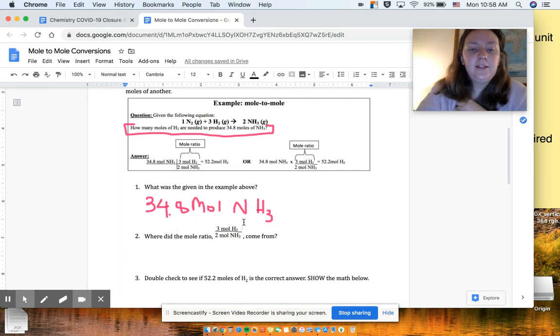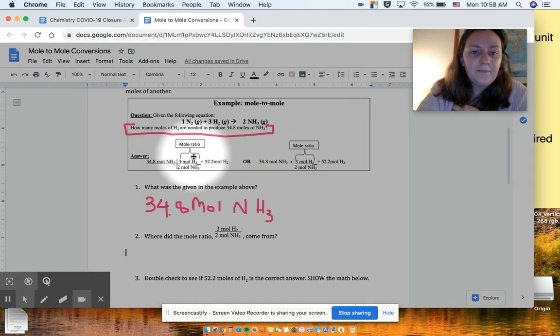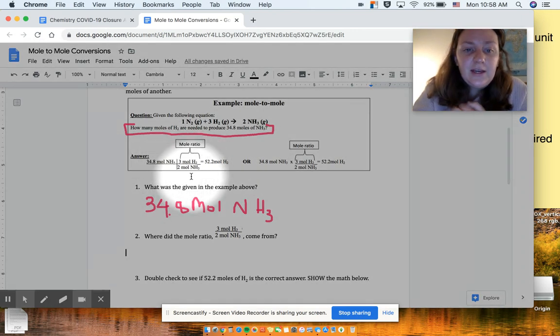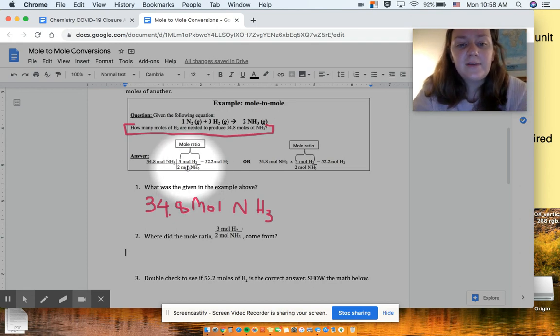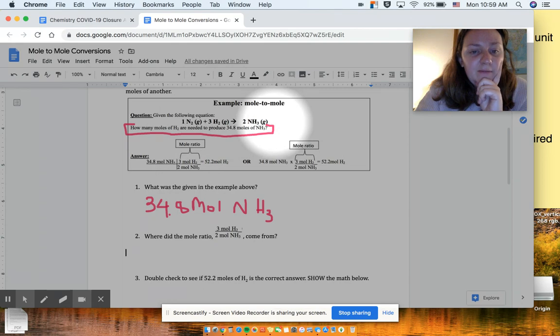Next question, where did the mole ratio, this 3 mole H2 over 2 mole NH3, where did that come from? That's this little ratio that's right here, right? This conversion factor that we ended up using. Where did that come from? So 3 mole H2 over 2 mole NH3. I want us to go back to our balanced chemical equation and think about where that might have come from.